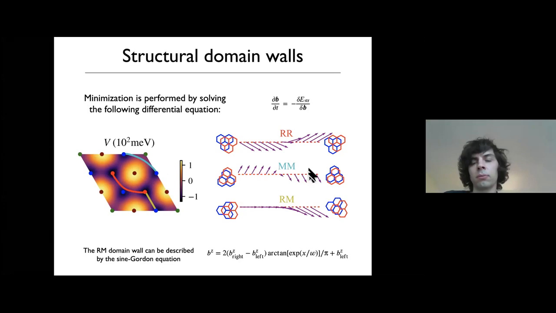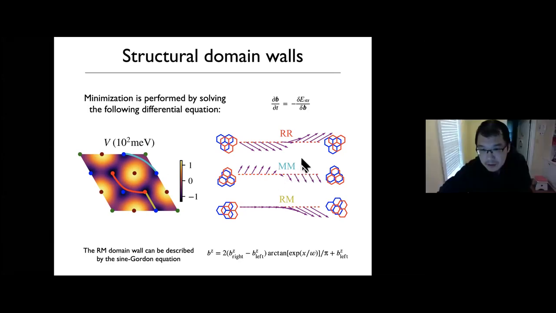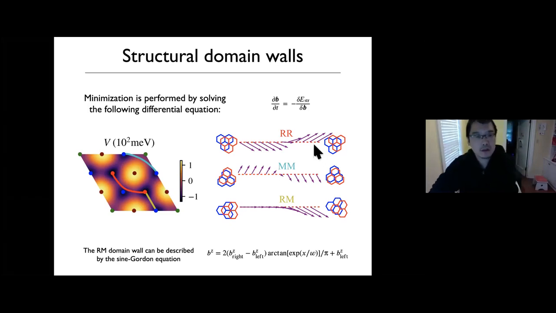One thing I should have mentioned, I forgot the length scale here. The structural domain wall width is about 50 angstroms, which also allows us to model the magnetic properties in the continuum limit. Okay, so those are the structural domain walls.